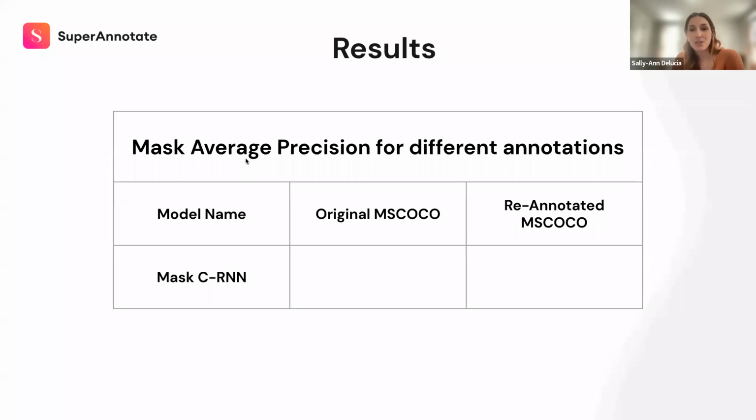So this table here shows the mask average precision for the model using different annotations. With the original data set, we achieved a mAP of 40.8. So not terrible, but the real impact is seen when we show the results with the re-annotated data. So you can see that 46.1, so just about a 5-6% increase there. So just after one iteration of filtering and re-annotating our data, we were able to see this 6% increase in our model's performance, which is pretty impressive.